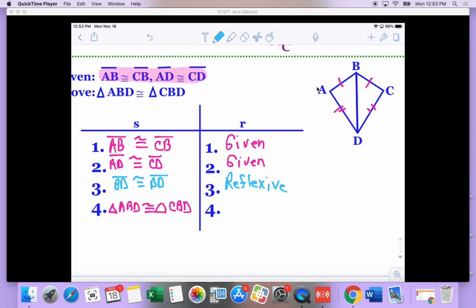So now I can go ahead and mark up my picture. And you're going to notice that the three sides of the one triangle are congruent to the three sides of the other triangle. So the reason is side, side, side. Questions? Okay, let's keep going.